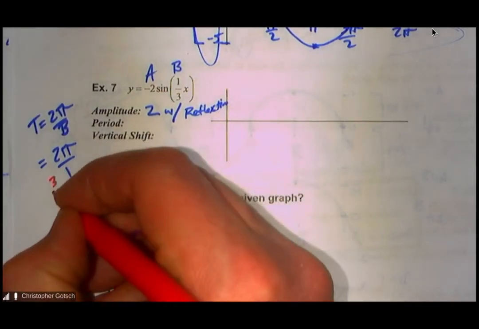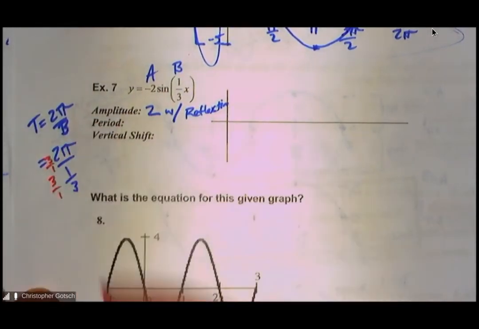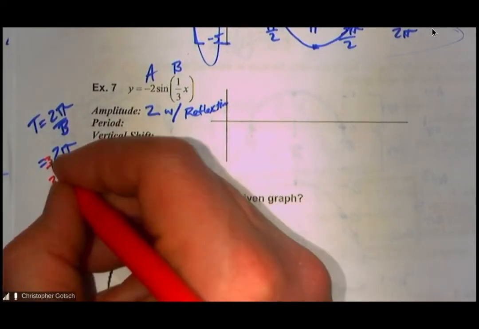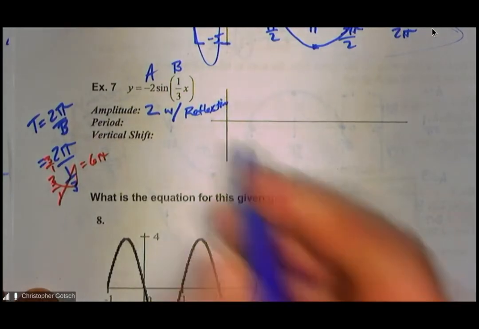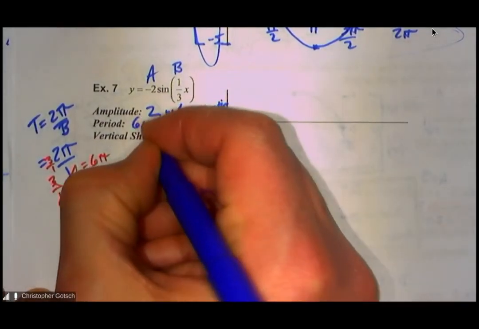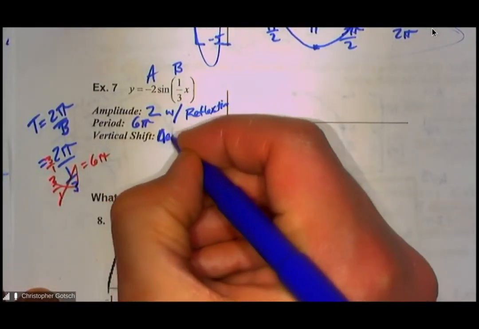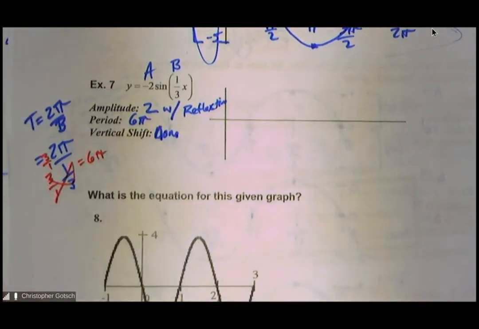Yep, multiply by the reciprocal, 3 or 3 over 1. And 3 times 2 pi I get is 6 pi. So that's 6 pi there. And there is none there for a vertical shift.